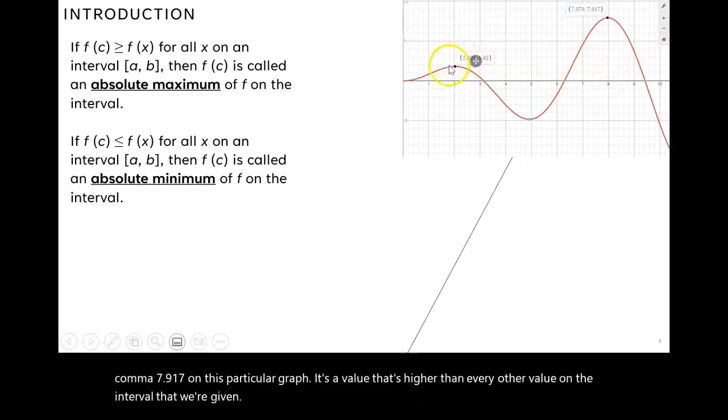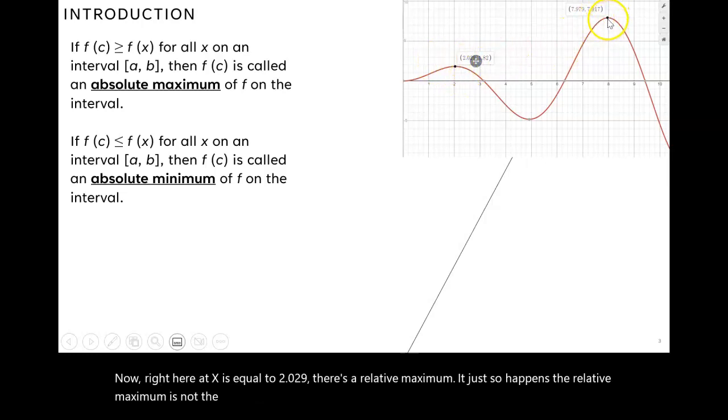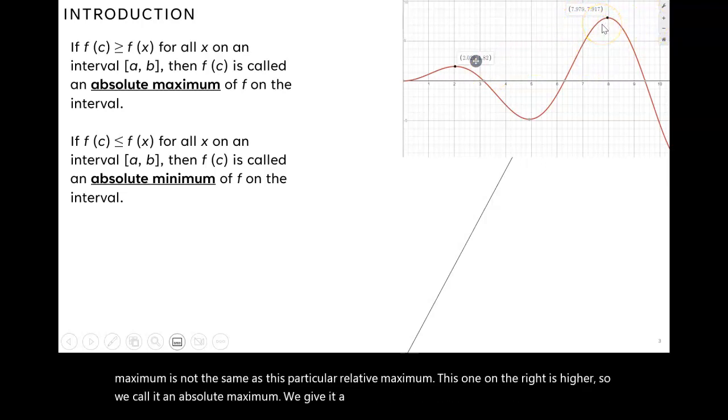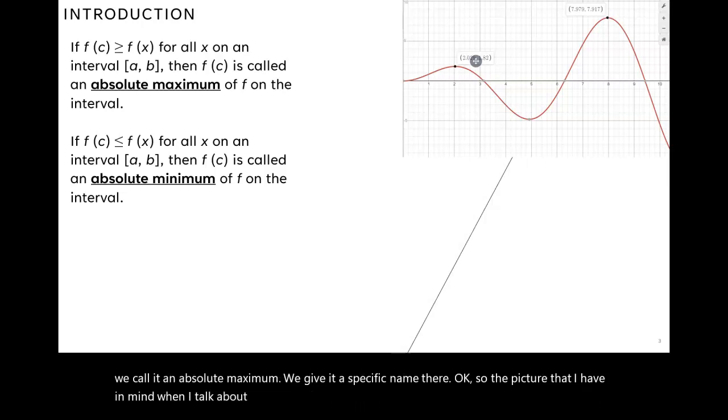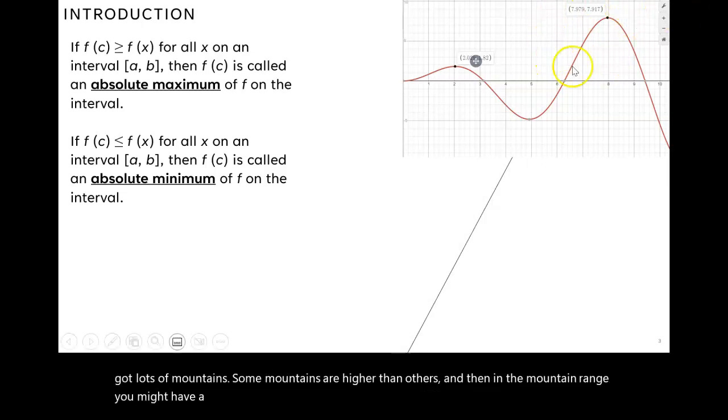Now, right here at x is equal to 2.029, there's a relative maximum. It just so happens the relative maximum is not the same as this particular relative maximum. This one on the right is higher, so we call it an absolute maximum. We give it a specific name there. Okay, so the picture that I have in mind when I talk about absolute maximum is a mountain range. In a mountain range, you've got lots of mountains. Some mountains are higher than others, and then in a mountain range, you might have a mountain that's higher than every other mountain. That's what an absolute maximum is.